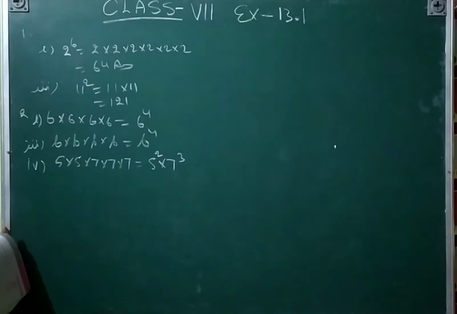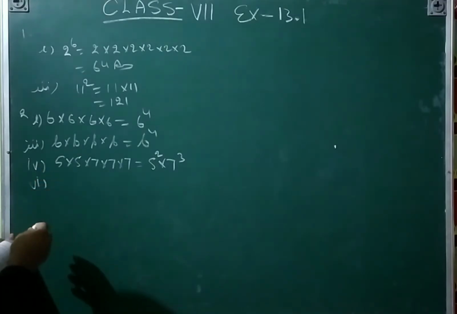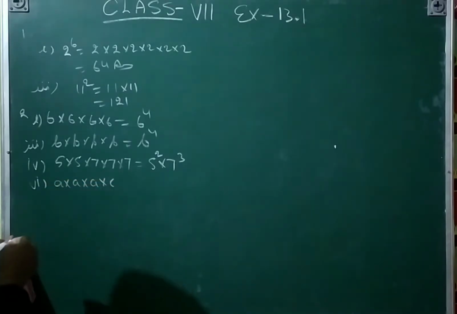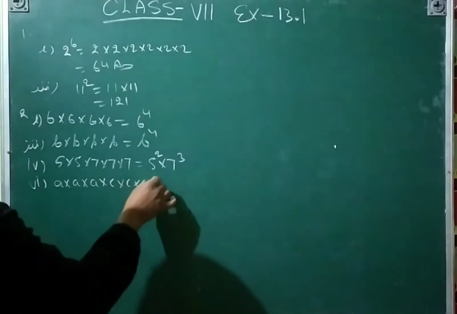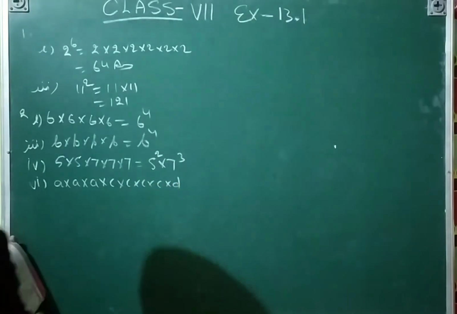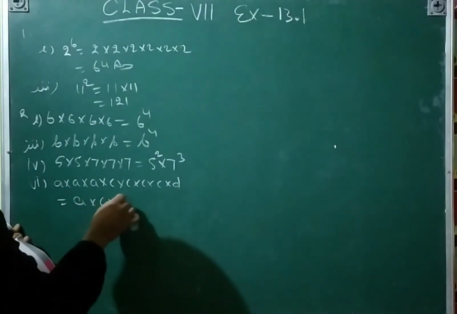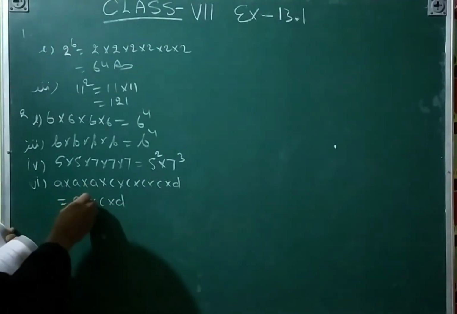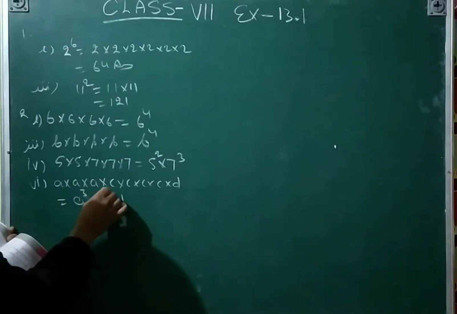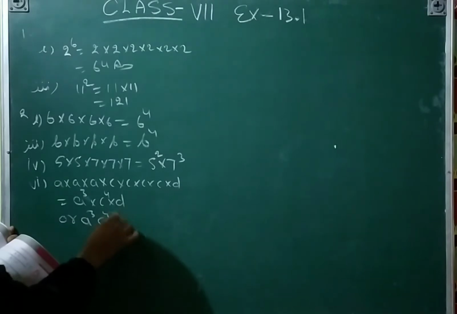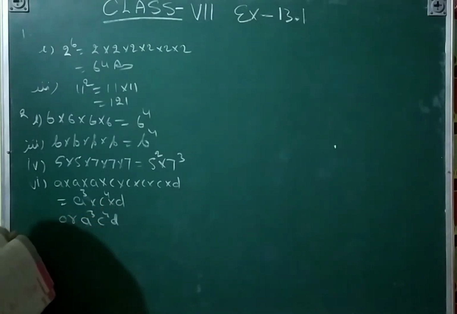And then see the last part: a into a into a into a into a into c, 1, 2, 3, 4 times, c into d, so this is also simple. a into c into d we will write here, and then 1, 2, 3 times, so we will write 3, and then this is 4 times, so we will write 4. And then you can write like this also, a power 3, c power 4, and d also you can write. This one or this one are the same thing.